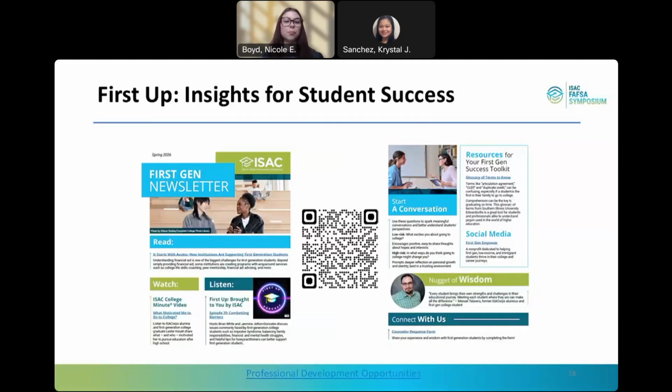And then here is a project that Crystal and I have been working on for professionals who work with first-gen students. It's a newsletter, so here you will find a variety of different multimedia resources. If you are interested in signing up, you can scan that QR code or you can find it on our website.